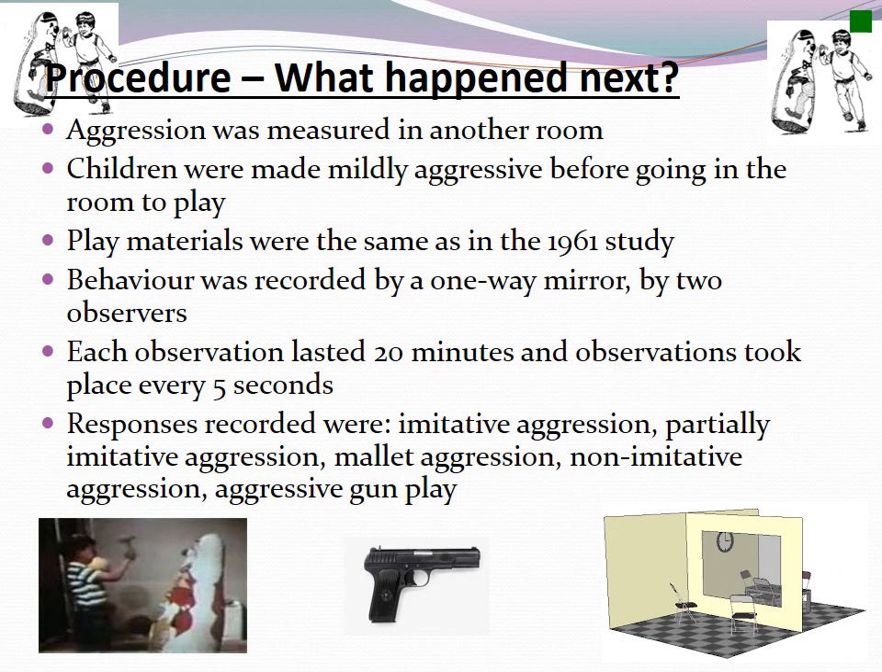Now, the aggression was measured in another room, so the children were made mildly aggressive before going into the room to play. Now, the play materials were exactly the same as the 1961 study. This was a control that was maintained by Bandura. The behaviour was recorded by a one-way mirror by 2 observers, so again the same as 61. Each observation lasted 20 minutes and the observation took place every 5 seconds. Responses that were recorded were imitative aggression, partially imitative aggression, mallet aggression, non-imitative aggression and aggressive gunplay.